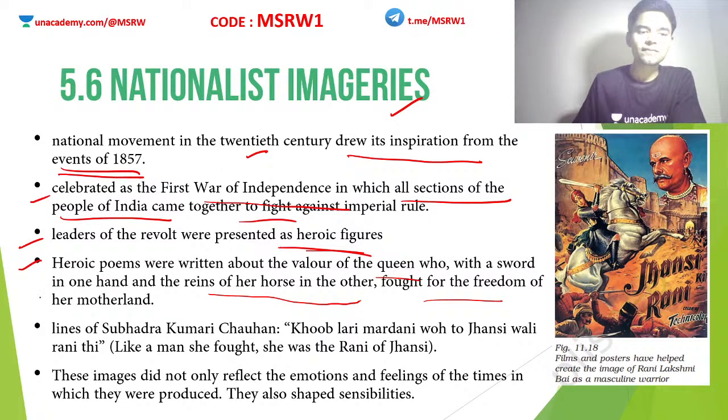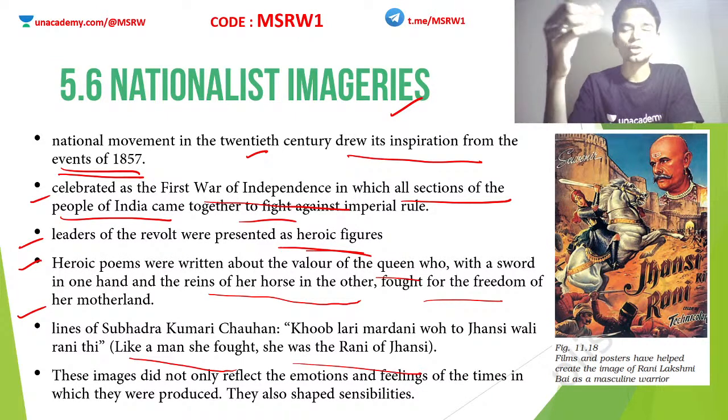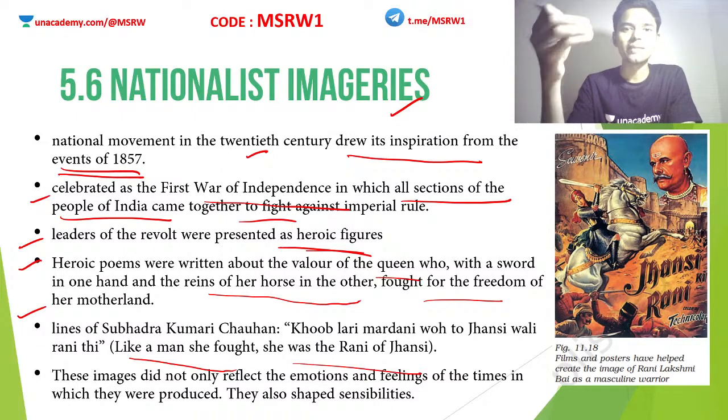Okay, so lines of Subhadra Kumari Chauhan, "Khoob Lari Mardani, wo tu Jhansi wali Rani hai." That is, like a man she fought, she was the Rani of Jhansi. A bit stereotypical, but still, these are the ways used by famous poets, artists, etc., to glorify the revolutionaries who fought on behalf of India. Okay, so Indians also, just like the British, used art and literature and other kinds of medium to popularize their own national heroes.